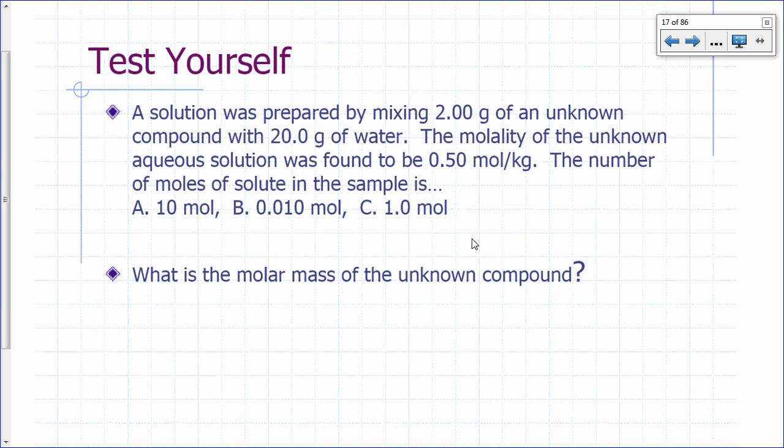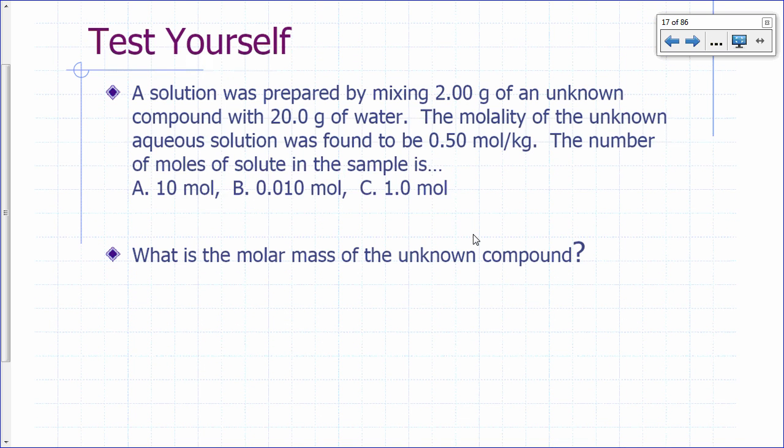Here's an example. A solution was prepared by mixing 2 grams of an unknown compound with 20 grams of water. And then let's say you did an experiment and found that the molality of the unknown aqueous solution is 0.5 moles per kilogram. How many moles of solute are in the sample?